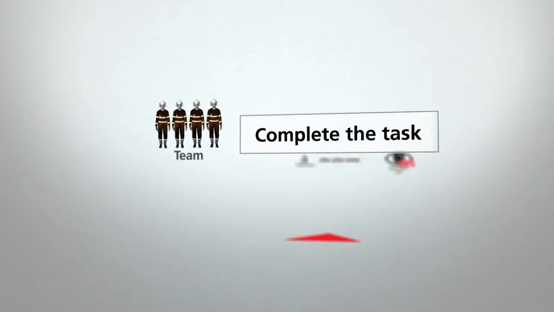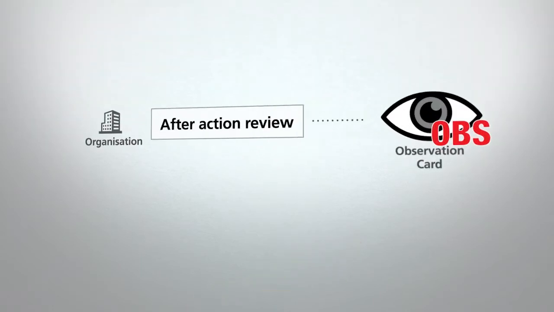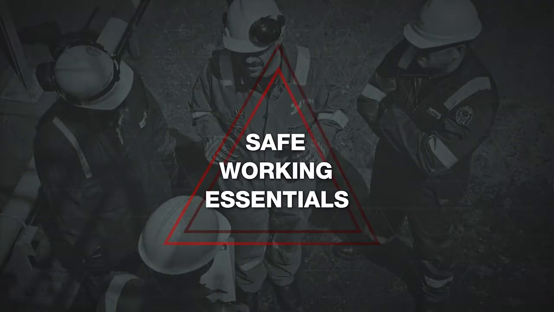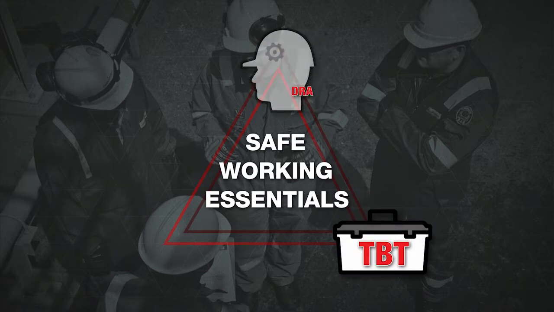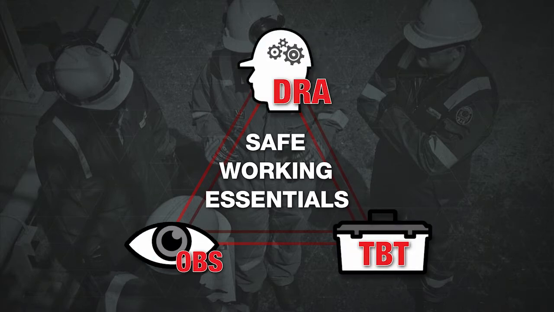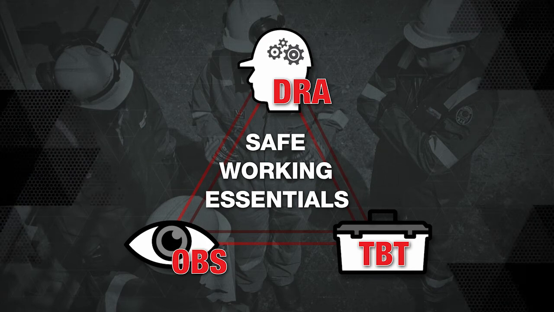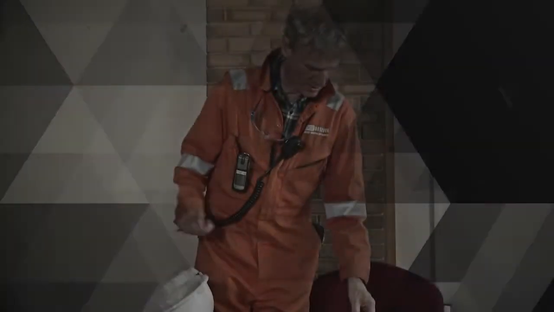The following film is a step-by-step guide on how to implement the Safe Working Essentials, a suite of tools covering the 3 elements which are fundamental in reducing the likelihood of accidents at work: Toolbox Talks, Dynamic Risk Assessments, Safety Observation Systems, which includes the After-Action Review. So what does good look like?